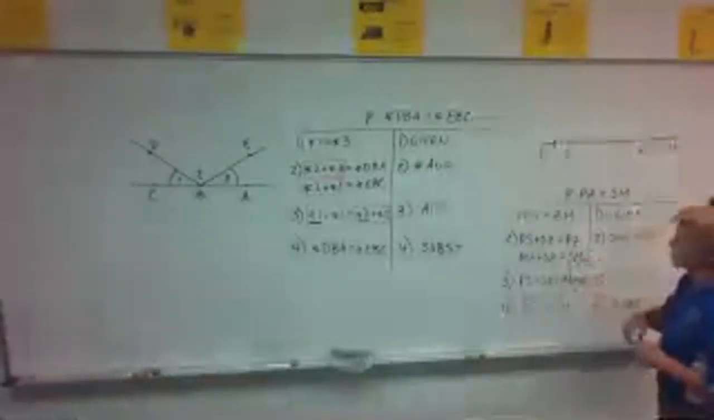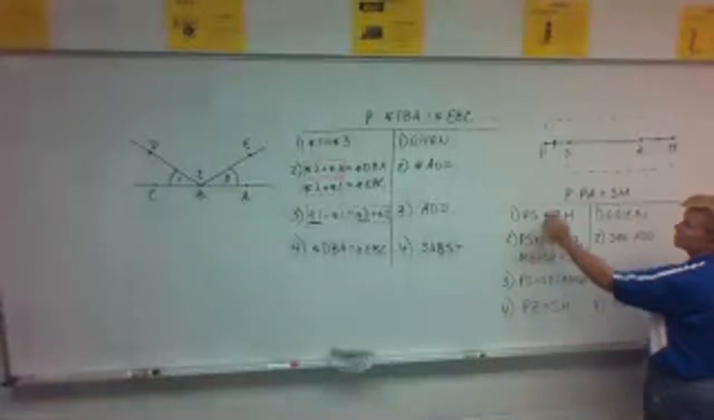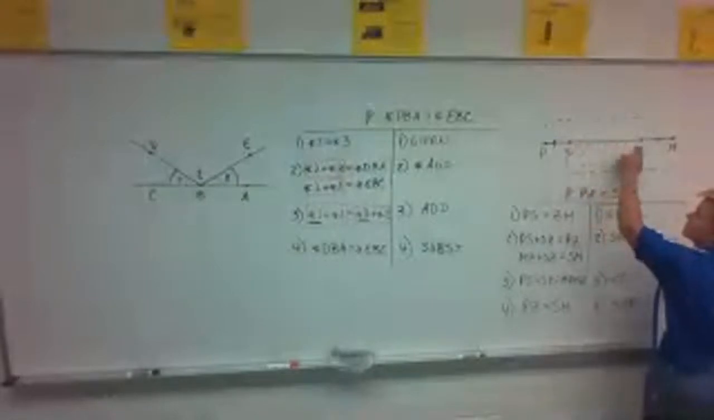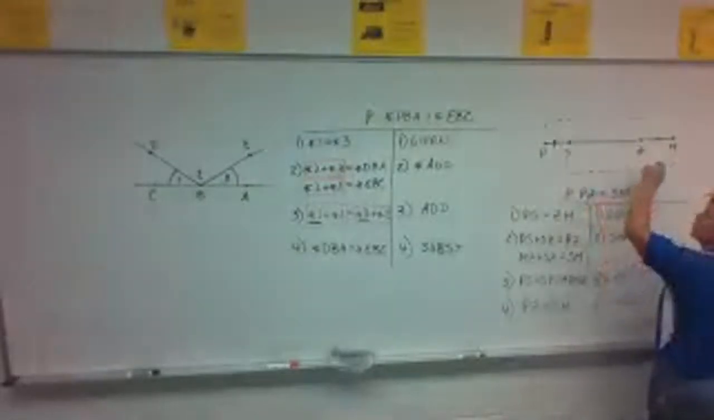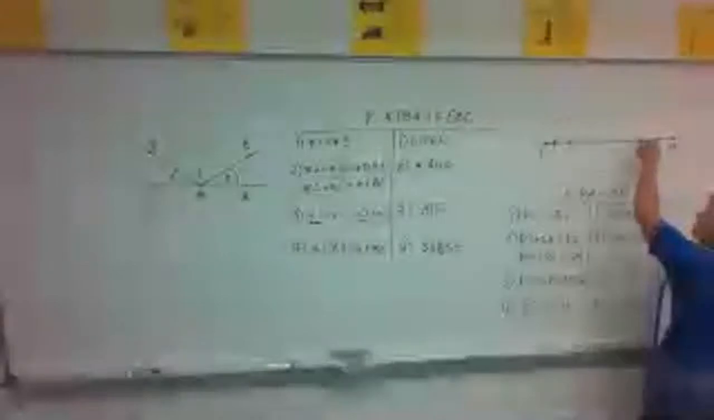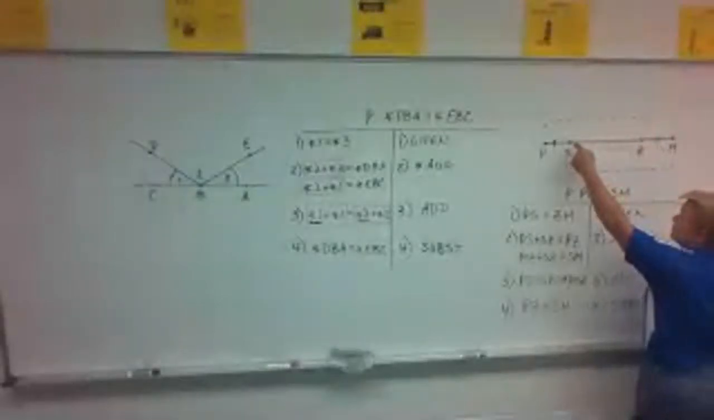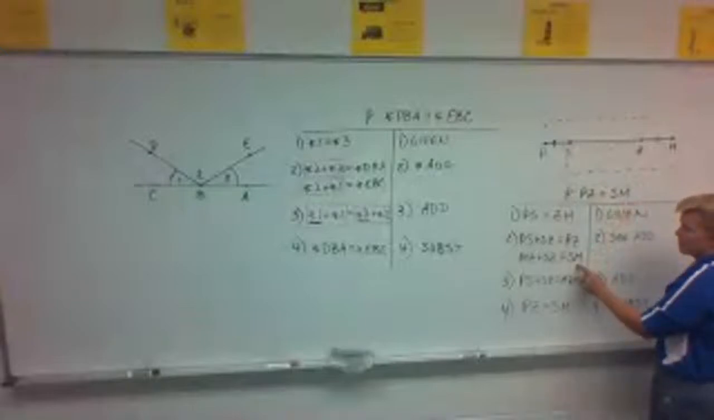I just wanted to finish this. This is just like what we had over here, only I'm doing it with segments. I have a little segment PS, and if I add it to SZ, then I'm able to say that that's equal to PZ, and that gets this into the proof. Same thing over here, ZM plus SZ. So ZM, this one, plus this one here, equals the big one, SM, so I'm able to mention that at the end here.